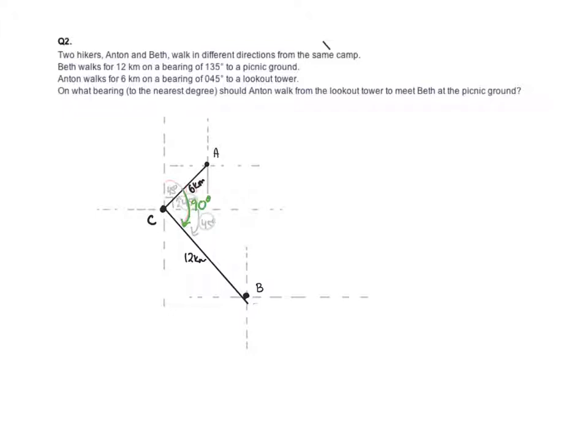So let's look at the question. On what bearing, to the nearest degree, should Anton walk from the lookout tower to meet Beth? So from Anton is what we're trying to find. So we're going to start at Anton, and we're going to join the two people we're talking about together with a line. So there's the line. And if I was talking about the bearing, I'm starting at Anton and I want to go all the way around there.